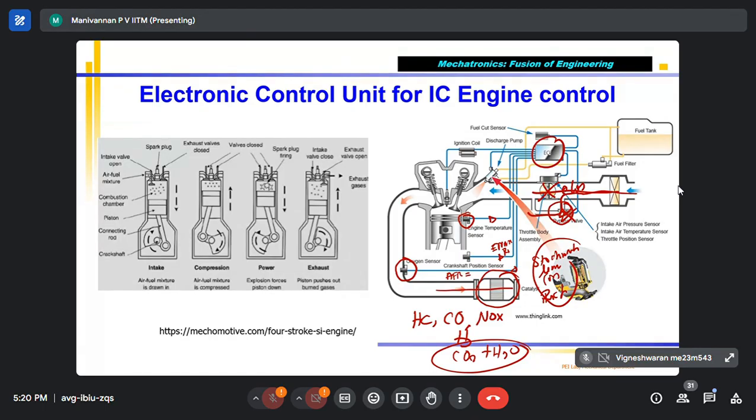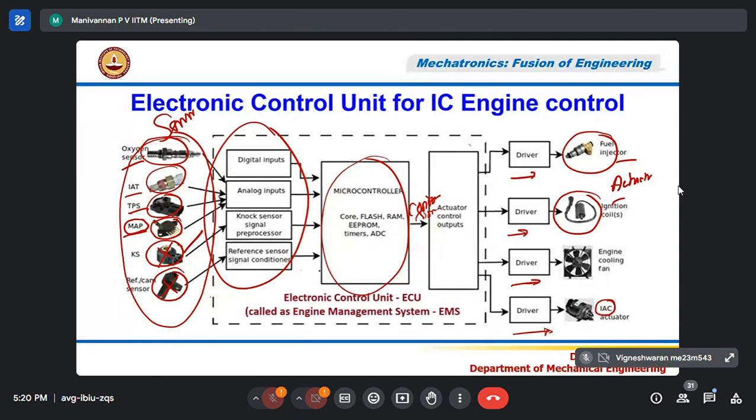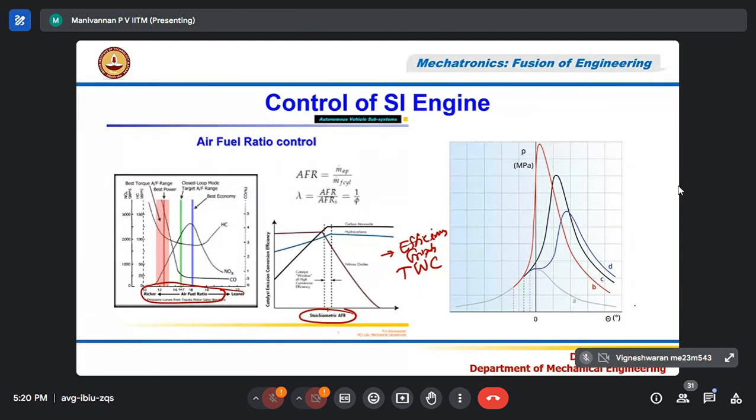But the three-way catalytic converter also has to work efficiently. That means you need to run your engine at the stoichiometric air-fuel ratio only. That's why I said the stoichiometric air-fuel ratio is called the chemically equilibrium air-fuel ratio.